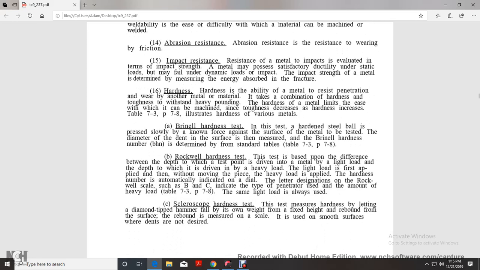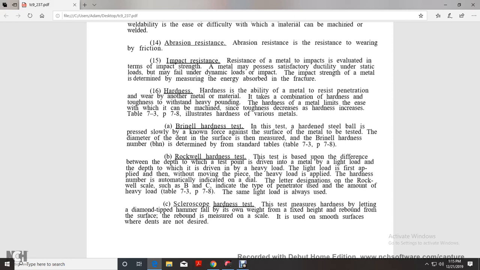Brinell hardness testing: a hardened steel ball is pressed slowly with a known force against the surface of the metal to be tested. The diameter of the impression is measured, and the Brinell hardness number, BHN, is determined from a standard table, Table 7.3 on page 7.8.